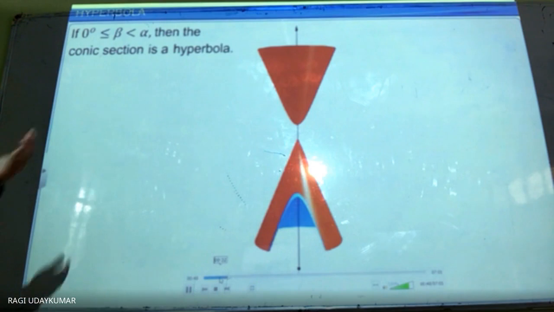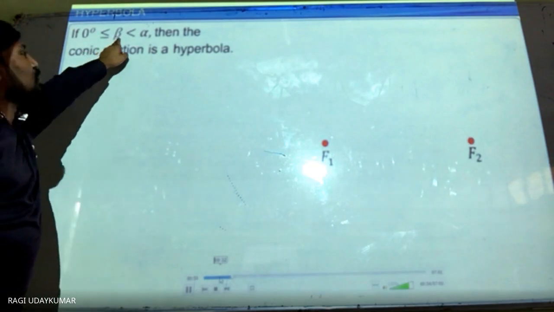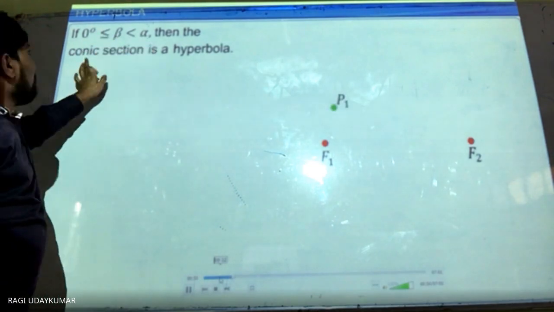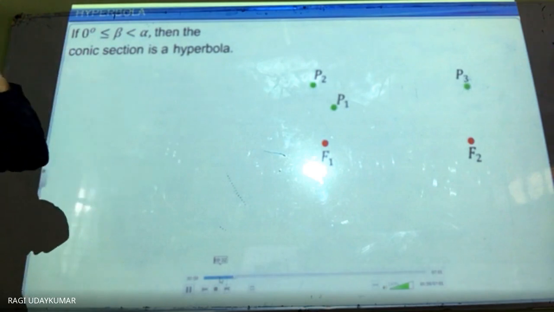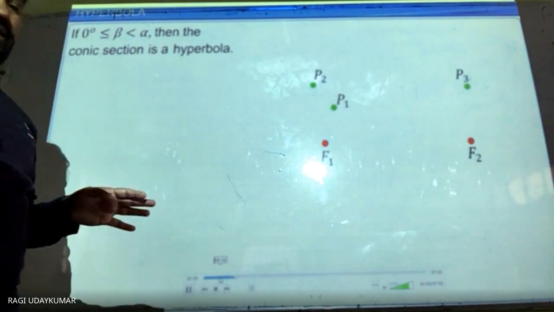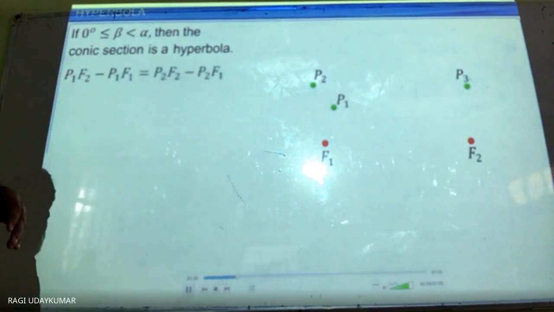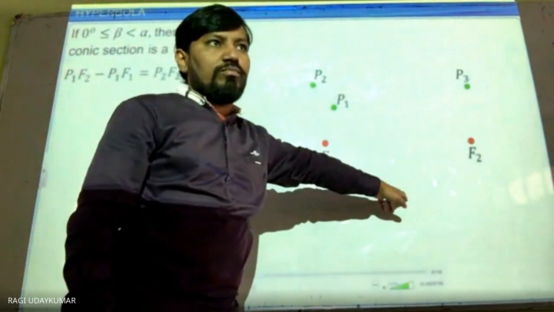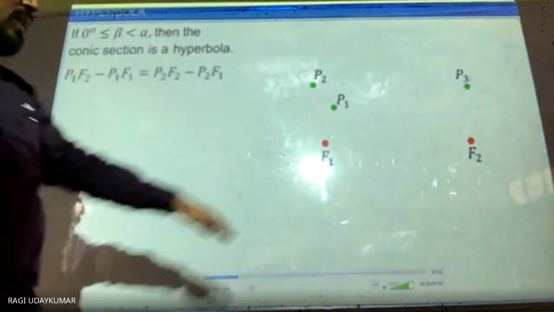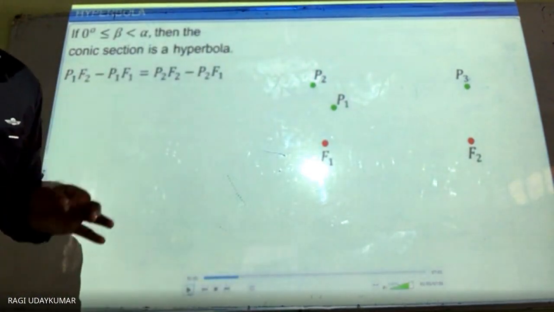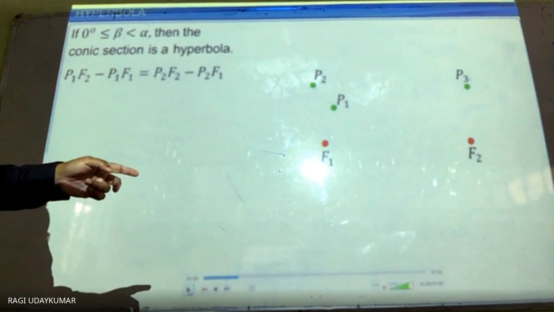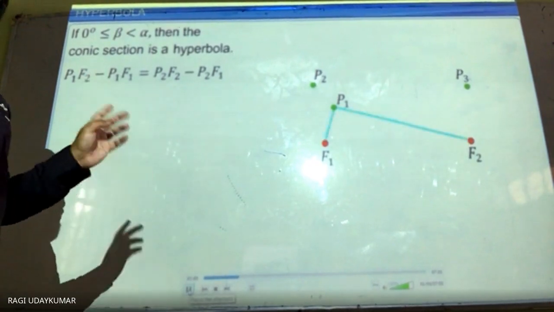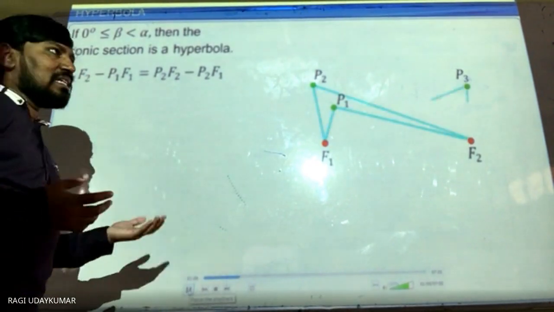But because a conic section is when one cone is cut, so when 0 degrees is less than or equal to beta, which is less than alpha, then it is called a conic section. But the original definition of a hyperbola is when you take two fixed points F1 and F2, which are considered the foci, and the set of all points whose difference, previously the sum, should be taken.